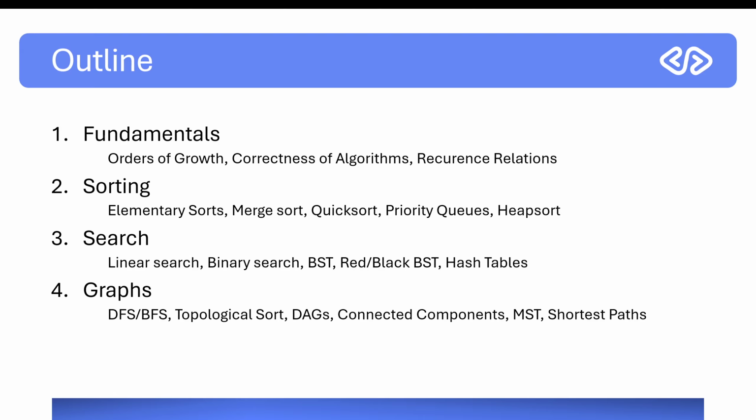Okay, so just a quick outline. I'm going to go through some fundamentals: orders of growth, correctness, recurrence relations. And then sorting, for which I'm going to use other slides. I'm going to use the Algorithms 4 textbook slides for that and for searching. And then I was able to get my graph algorithm slides done, so I will do that one too. Yeah, so let's get into it.